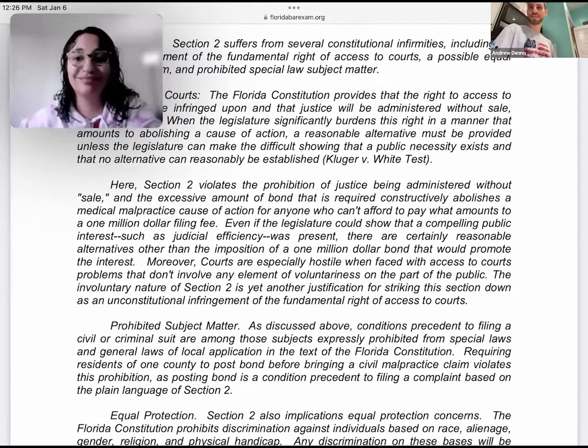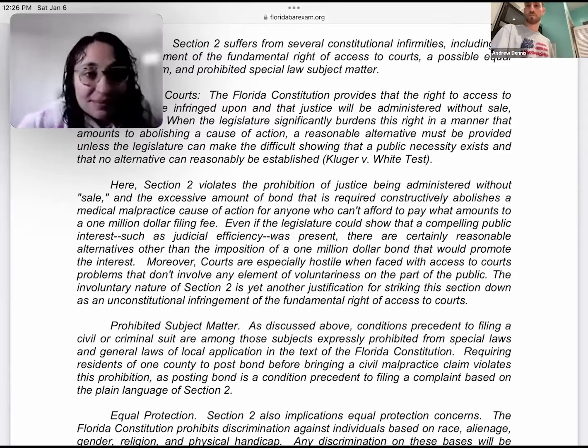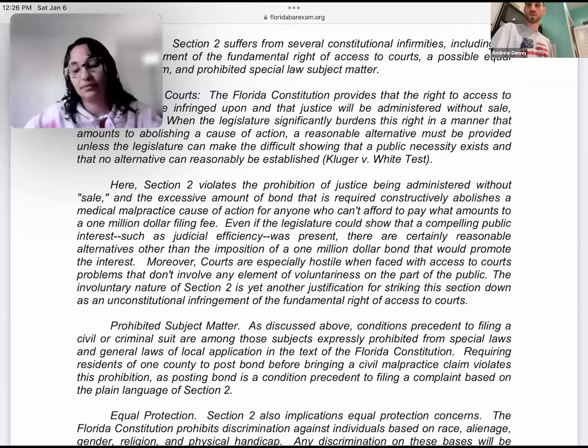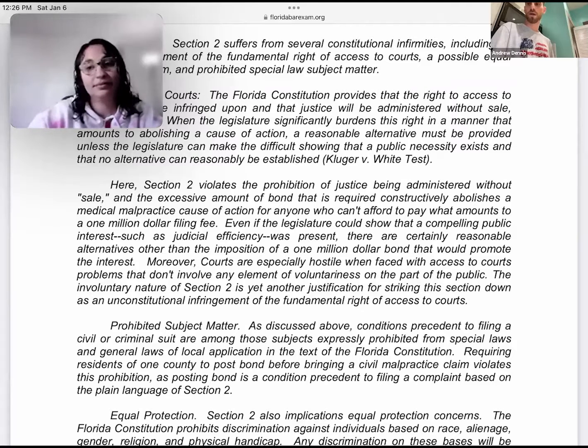Here, section 2 violates the problem of justice being administered without sale and the excessive amount of bond. See, I felt like that bond was wild. That is required constructively abolishes a medical malpractice cause of action for everyone who can't afford to pay what amounts to a $1 million filing fee. Even if the legislator could show that a compelling public interest existed, there are certainly reasonable alternatives other than the imposition of a $1 million bond to promote the courts. They're saying Kluger would fail.